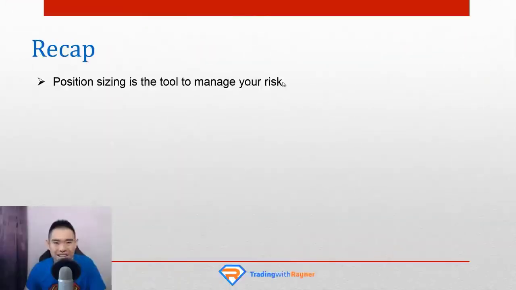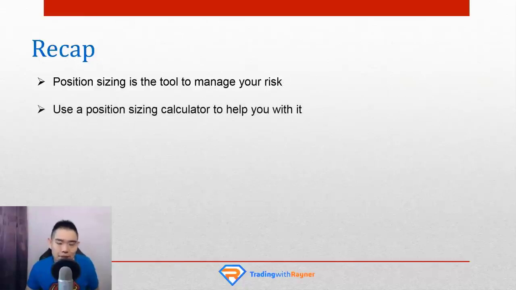So let's do a quick recap. Number one, position sizing is the tool to manage your risk. And use a position sizing calculator to make your life easier. I don't expect you to calculate it manually. Most brokers usually have an inbuilt calculator function. If it doesn't have one, then you go to any of the free websites via Google and you can use the calculator to help you calculate the number of units to trade such that, even if the trade is a losing trade, you only lose a fraction of your account.